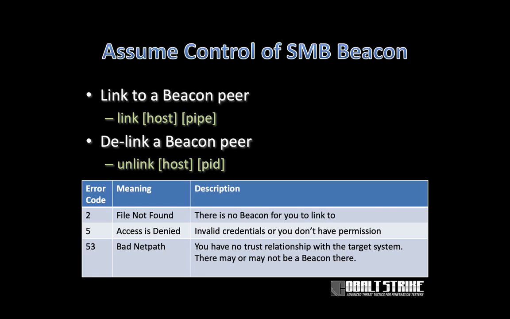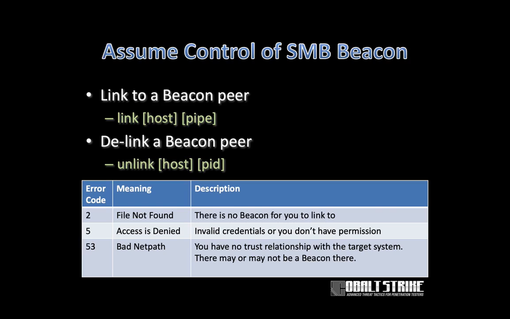To link to an SMB beacon, use the command link inside of the beacon console. So do link, hostname, and the pipe name. You can tab complete the pipe names, so you don't have to remember them character for character. And when you tab complete pipe names, Cobalt Strike will actually pull that from your listeners. So that's really, really handy.